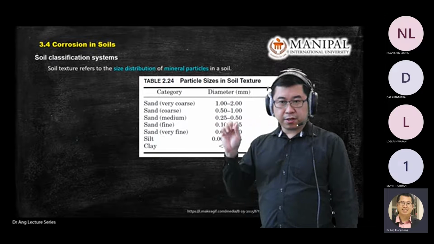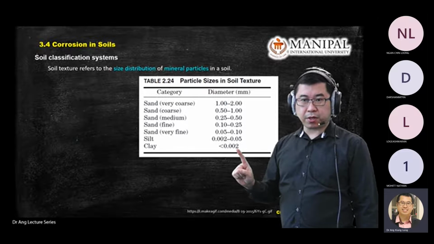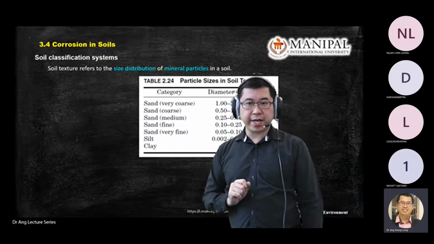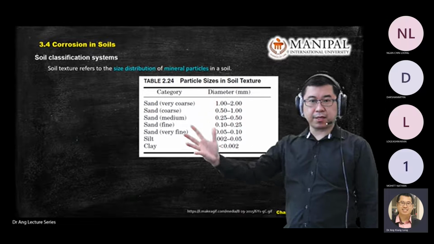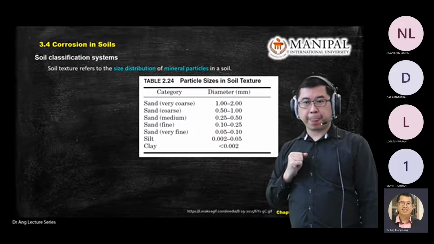If the sand size or the particle size is less than 0.002 mm, it falls under the clay category. Okay, so for soil, this is the table that you describe about the soil texture.